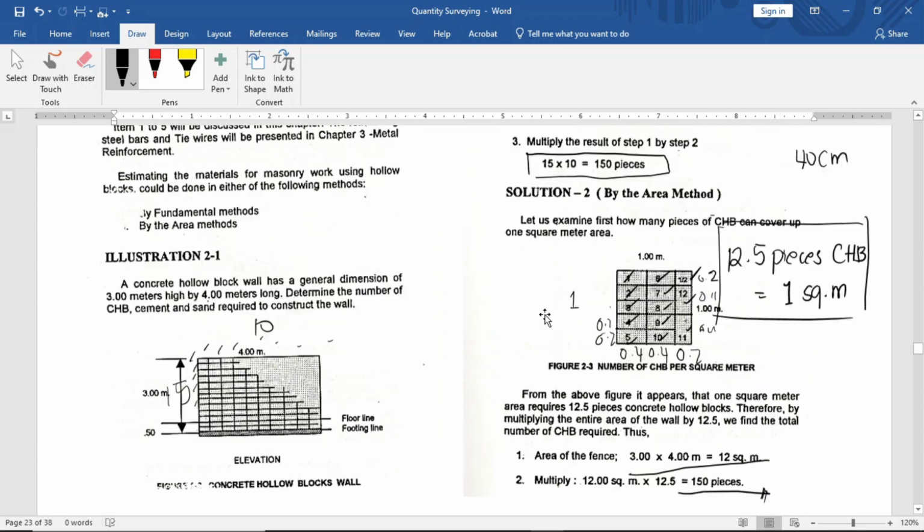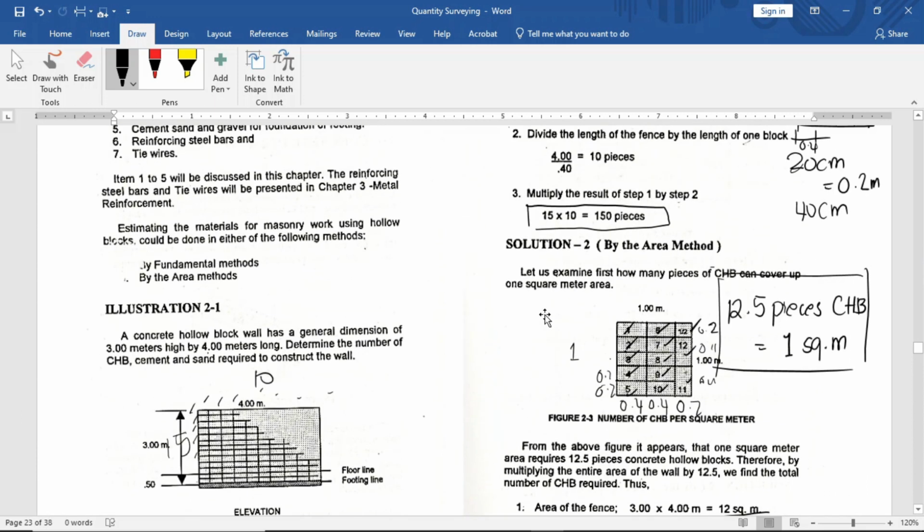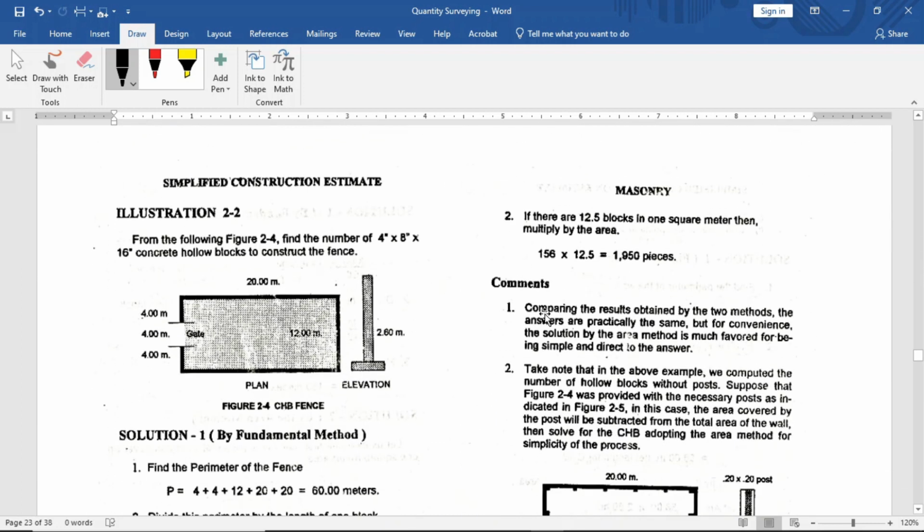So, ganun lang kasimple yung pagkuha ng number of CHB pag area method. So, depende yan sa inyo kung saan mas gusto nyo, kung mas gusto nyo yung by fundamental methods o by area method. So, proceed naman tayo sa example, sa illustration 2-2.